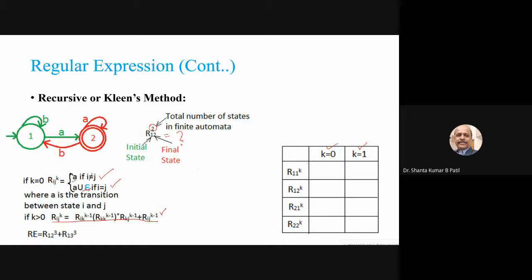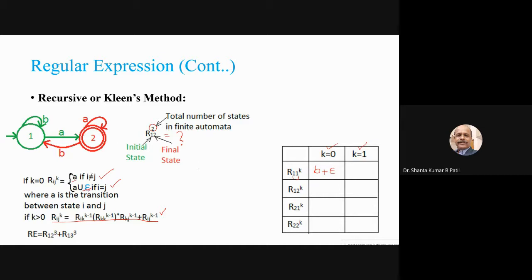Now k is equal to 0. So this is i and this is j. For 1 1, i is 1 and j is also 1, so i is equal to j. The transition between 1 and 1 is b. So i and j are similar, and it is b plus epsilon.